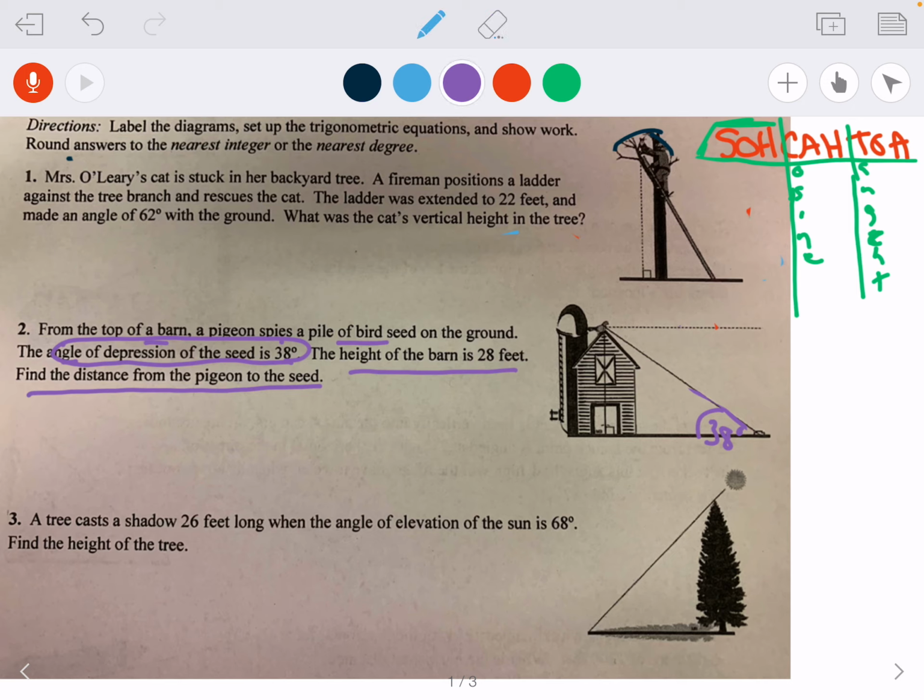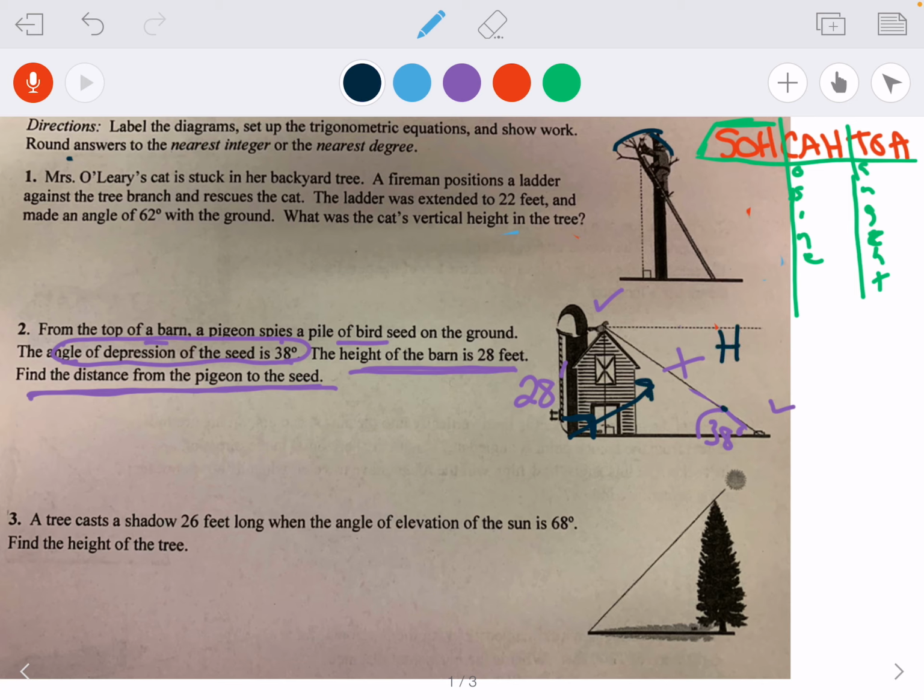Now, the height of the barn is 28 feet, so it's 28 feet here. Find the distance from the pigeon to the seed. Well, the pigeon's up here, the seed is down here, so I'd have to be talking about the hypotenuse. So then we go ahead and label our diagram. Remember, this is a right angle. So across from the right angle is my hypotenuse.